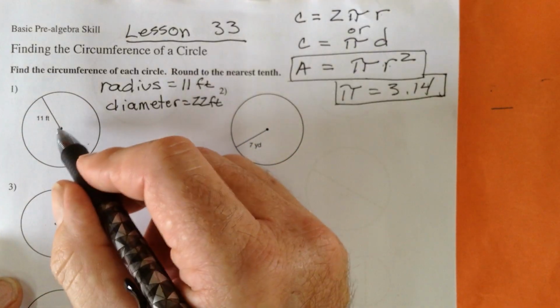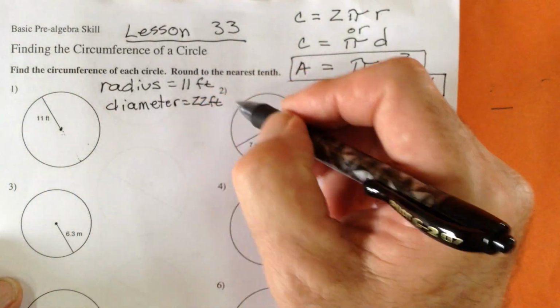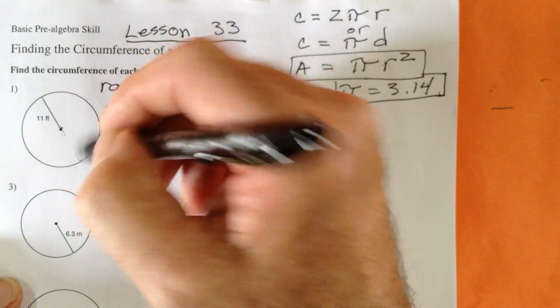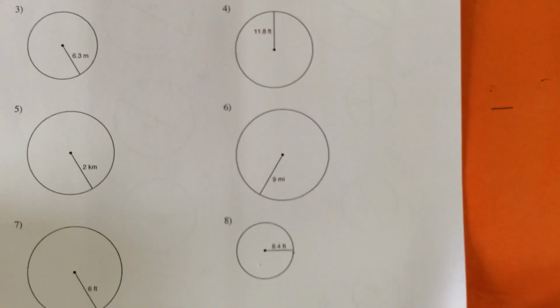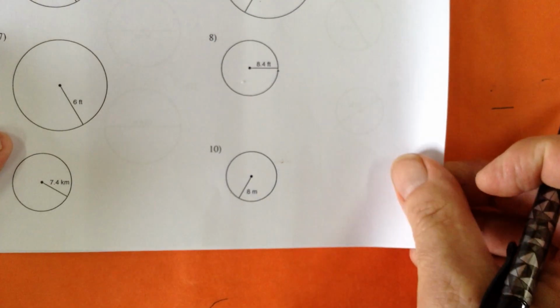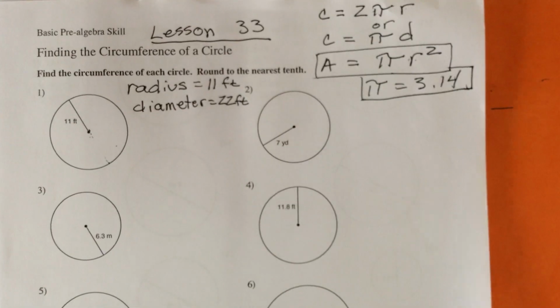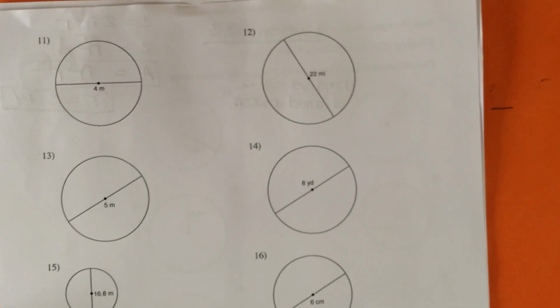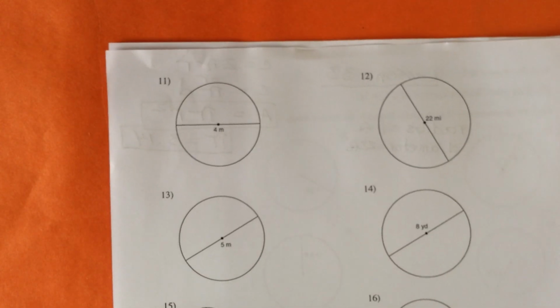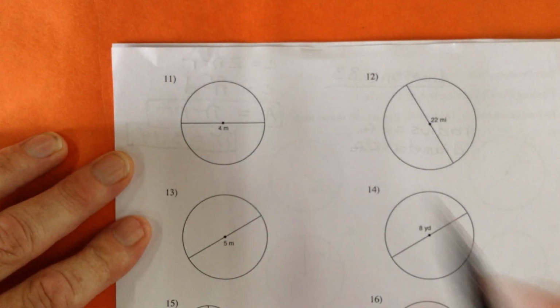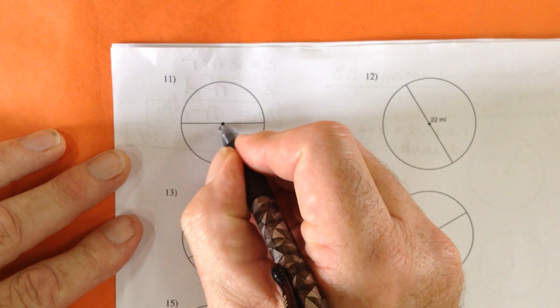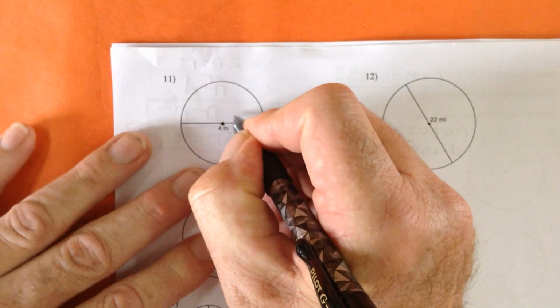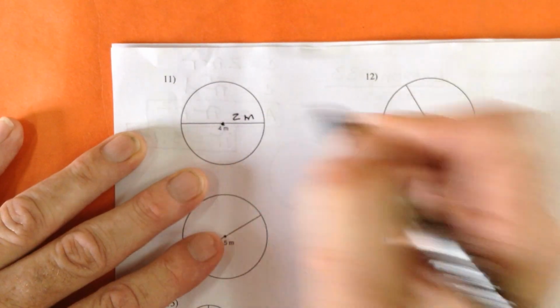The radius, the R in this formula, is halfway across. So this one here, the radius is 11. The diameter would have to be doubled, would be 22. And the whole first page of this is the radius of a circle. But if you look at the second page, the back of this, they give you the diameter. So here the diameter is 4, but to find the radius, you have to divide it in half. The radius would be 2 meters.